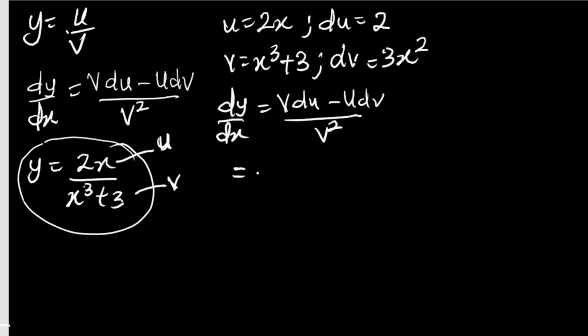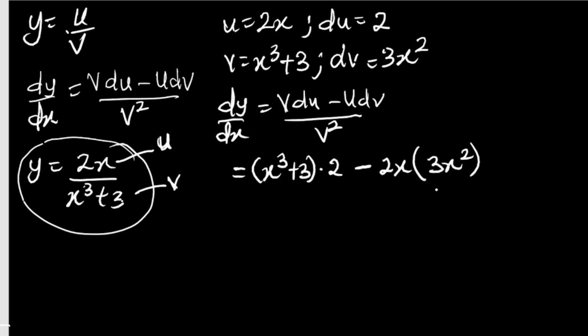Now this is the formula. v is already x cubed plus 3, and we have du to be 2. Now we subtract. What is our u? Our u is 2x. Then dv is 3x squared. This is actually divided by v squared, which is x cubed plus 3 all raised to the power of 2.